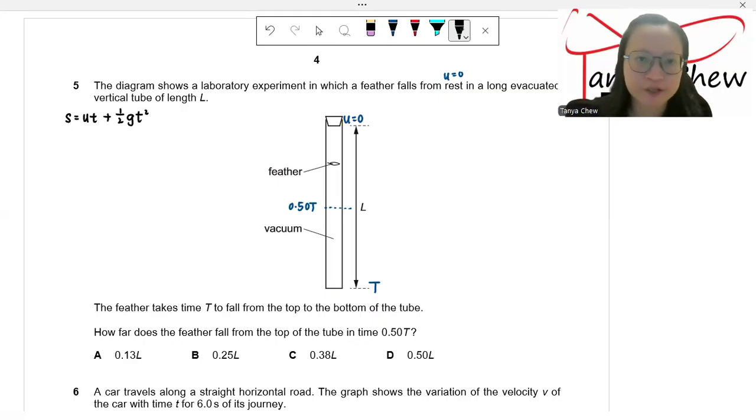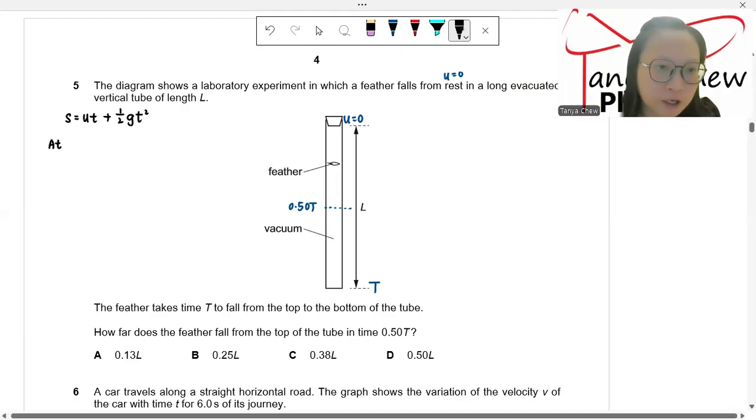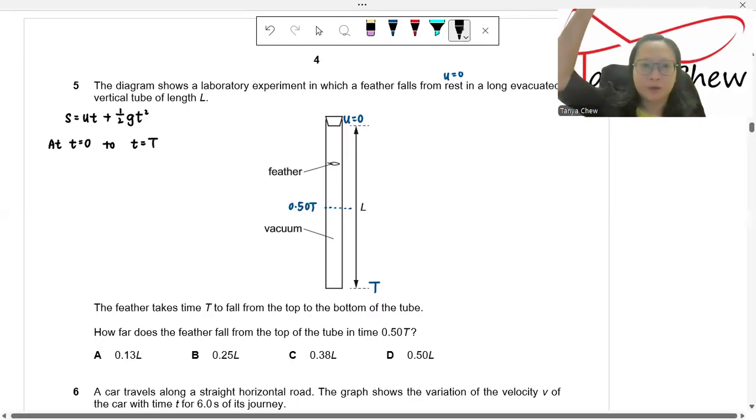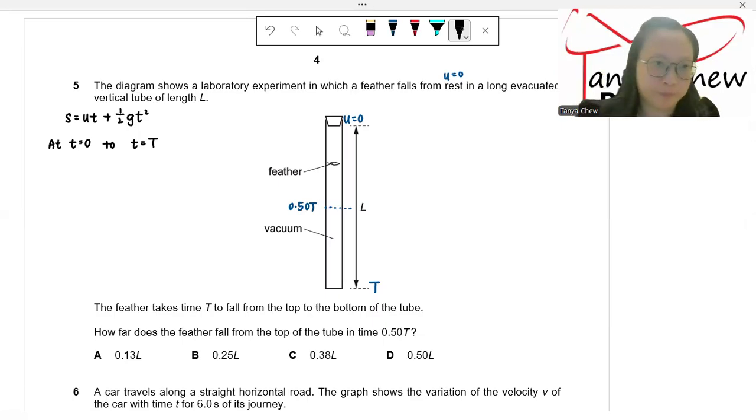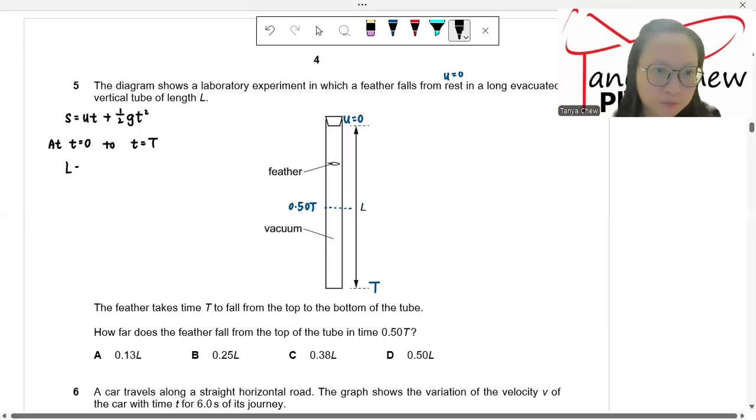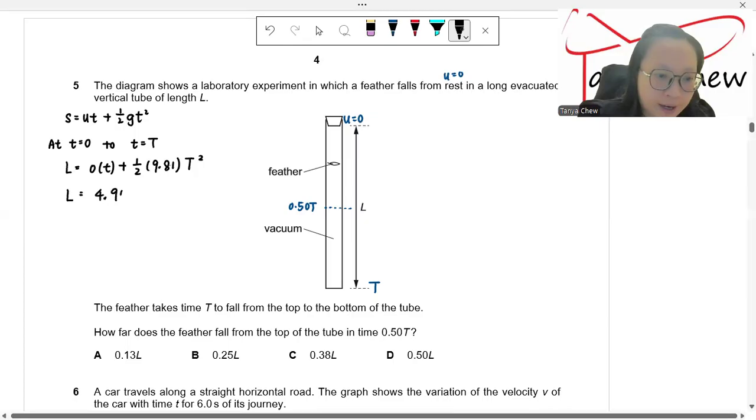Now, I would consider falling from time t equal to 0 to time t equal to t. That means from the top of the tube all the way to the bottom of the tube. The distance would be L. u is 0 times t plus half times 9.81 t squared. That is my first equation. So my L is equal to 4.905 t squared. I get one expression for that. And then after that, I'm going to consider time equal to 0 to time equal to 0.5t.